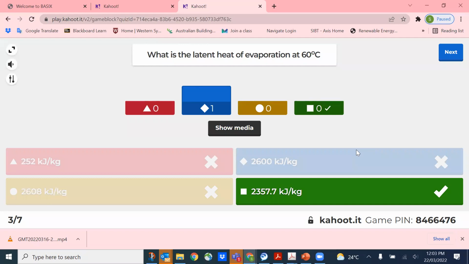So is this something from the table or you need to calculate as well? Maybe some of them need calculation, for example, for the quality X, or the percentage of weight of steam. Yeah, I need to use the equation, but it's a simple equation, not complicated, and not a limited time like this Kahoot. Okay.